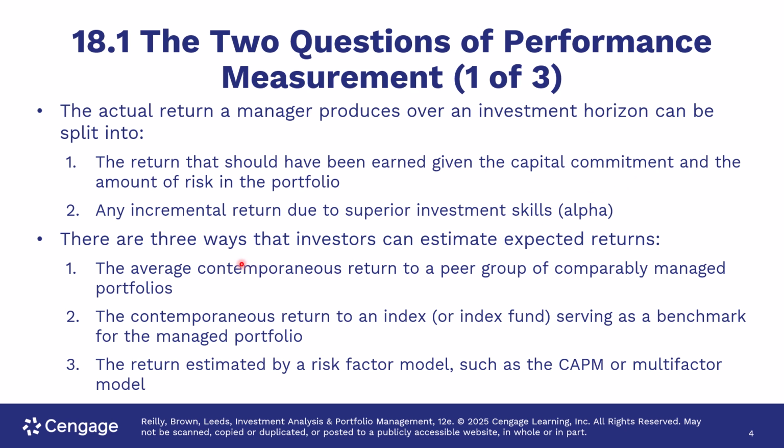There are three ways investors can estimate expected returns. The first is the average contemporaneous return to a peer group of comparably managed portfolios. That's how it was done before the 1960s. In fact, I'm not even going to teach you that. It is in the book if you wanted to go and look at it. And before I forget, this chapter is very long. We are only covering the first part of it.